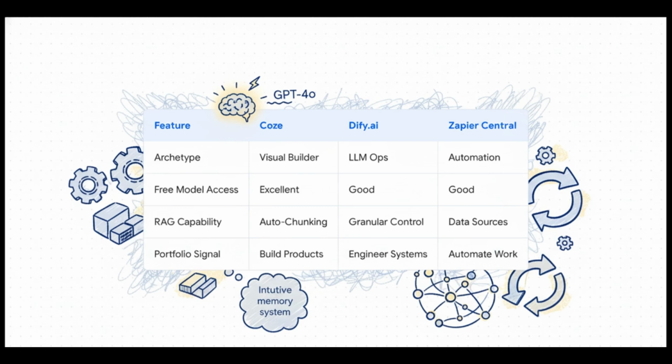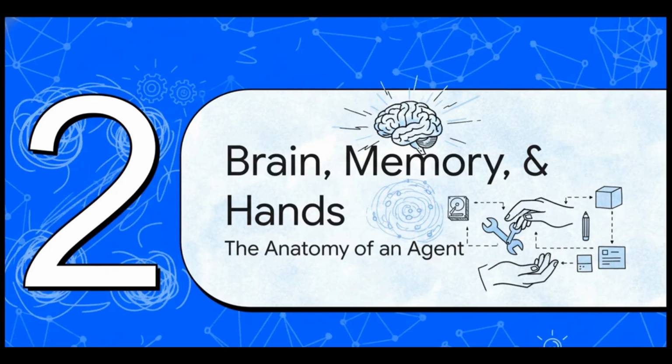Dify.ai tells the world, I can engineer systems. Zapier says, I can automate work. Both are great, but for today, we're going with Coze. Why? Well, its free tier gives you incredible access to top-tier models like GPT-4o, its memory system is super intuitive, and the portfolio signal it sends is just so powerful. I can build products.